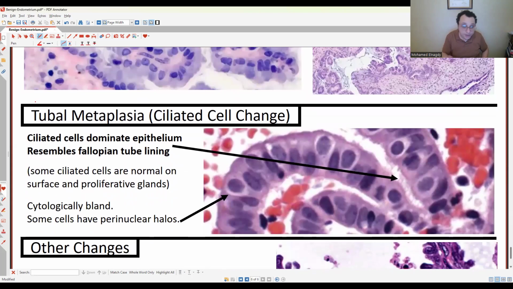The other thing that I need you to know is tubal metaplasia. Tubal metaplasia, the same thing like what happens in the cervix might happen also in the endometrium. The key in the tubal metaplasia is what? Anybody remember from the cervix session yesterday? Cilia. Yeah, cilia. The presence of apical cilia. So apical cilia is the only thing that you rely on to diagnose tubal metaplasia. You see ciliated cells in the surface epithelium, which resemble fallopian tube lining.